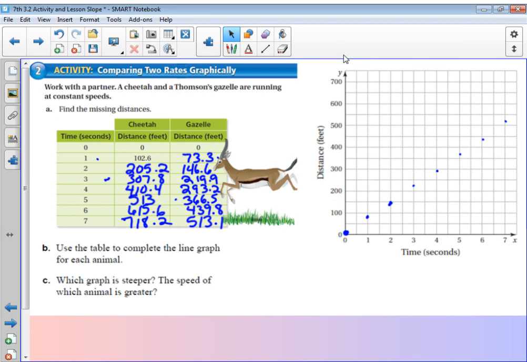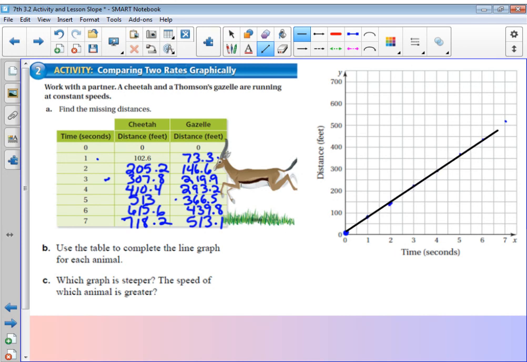My final step is to take a straight edge and actually connect these dots. Like I said, it's not going to be perfect. Your dots are going to be close to a line. You had to kind of estimate where those would be.